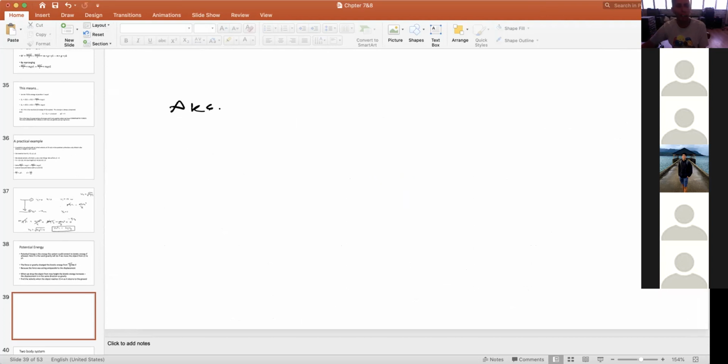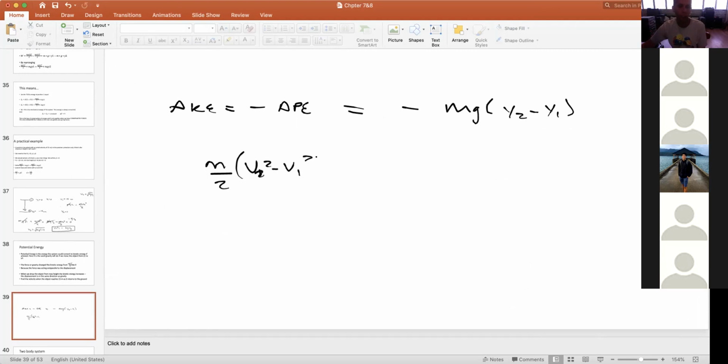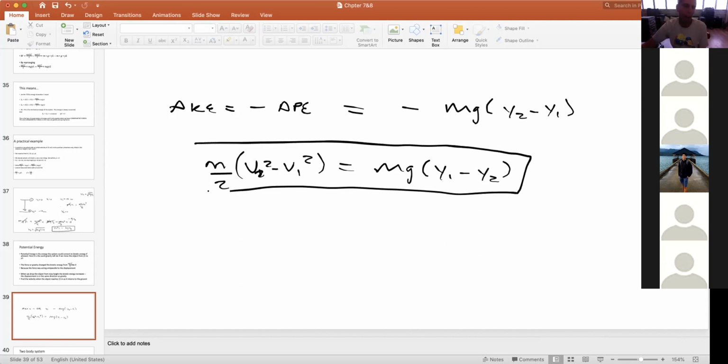the change in kinetic energy is equal to negative change in potential, which is equal to minus mg (y2 minus y1). You could find this, and that would give you m over 2 (v2 squared minus v1 squared) is equal to, putting that negative in, mg (y1 minus y2), if you want. Which means that as long as you know the change in height, you know the change in kinetic energy. That's important.